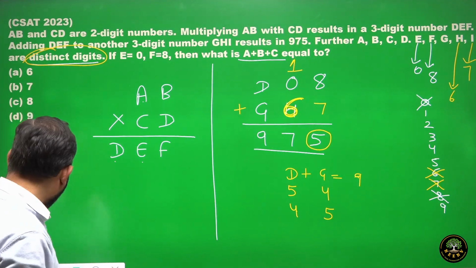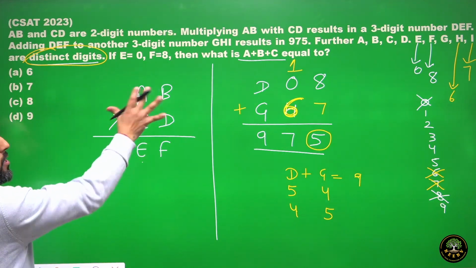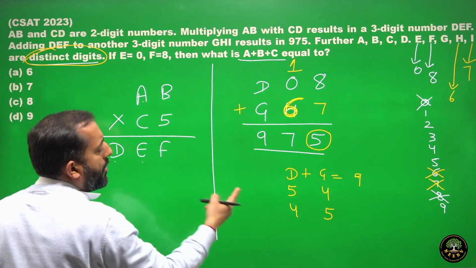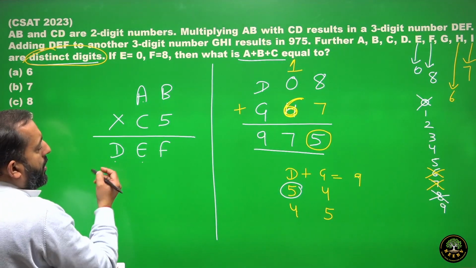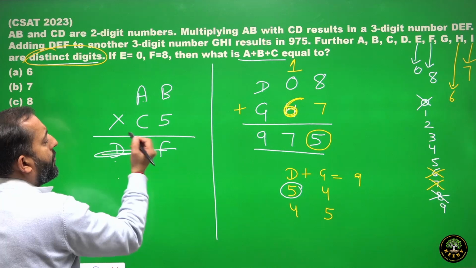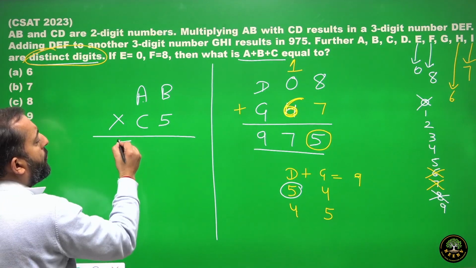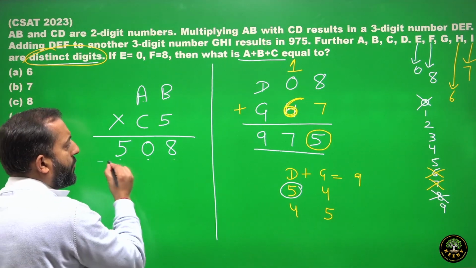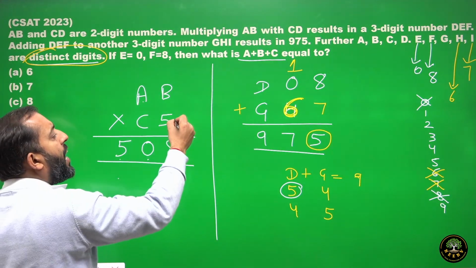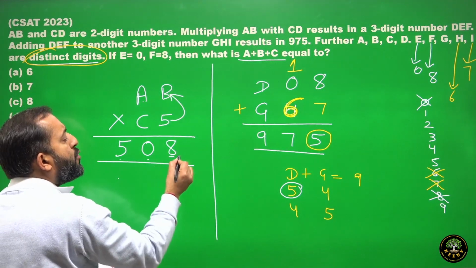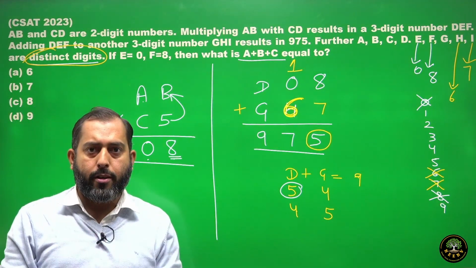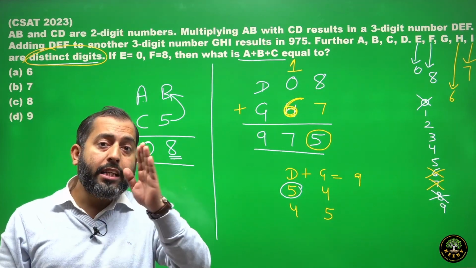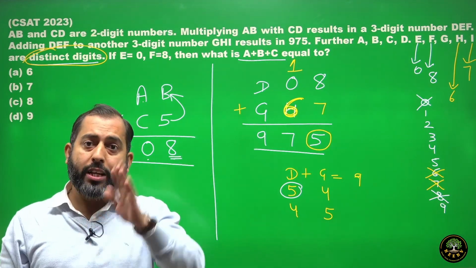Alright. Now let's check out this first scenario. If we assume D to be 5, then my result DEF will become 508, because the value of D is 5, E is 0 and F is 8. Now we are multiplying these two numbers. Now 5 multiplied with B is producing 8 as the unit digit. It is not possible. Why? Because 5 multiplying with any number will either produce 0 or 5. Check out the table of 5.